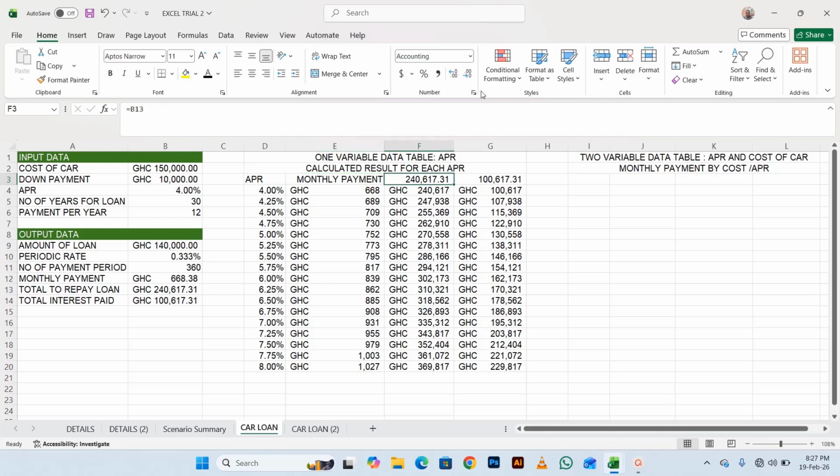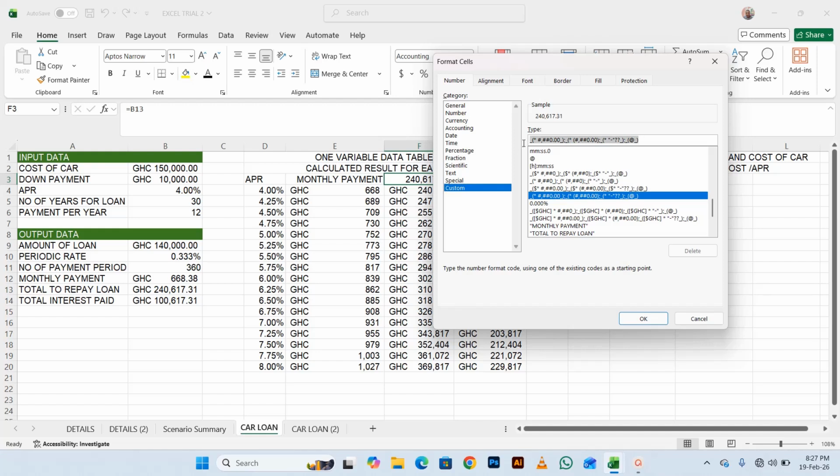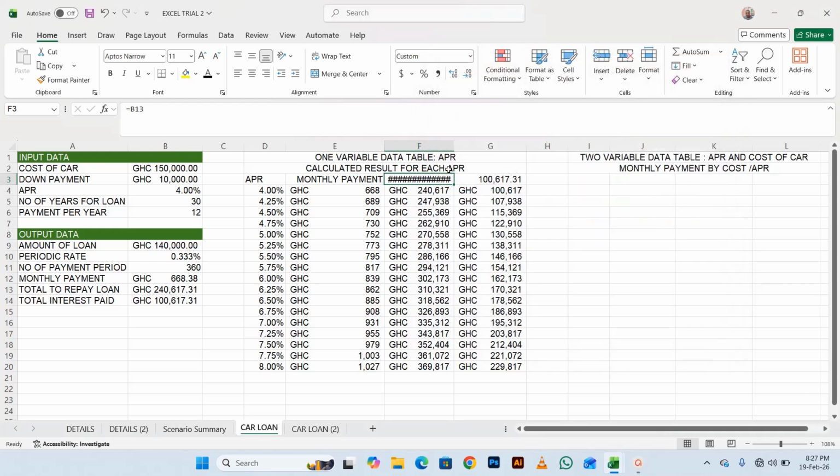You come here and do the same thing. Custom. You delete everything here. To delete, you just click here. Don't key in 1111. You delete it, then you come here to key in the next thing. And the next thing is: Total to repay loan. Then you bring it down. Enter. You are gone.